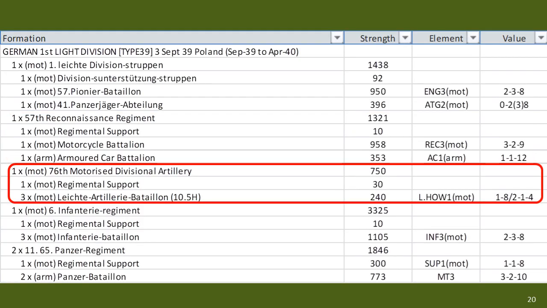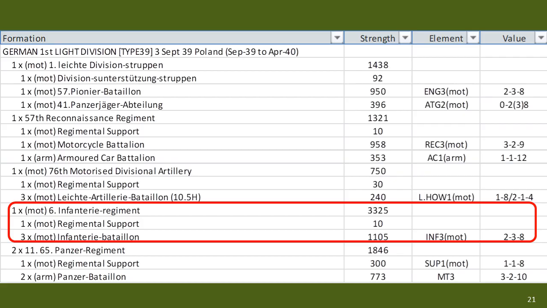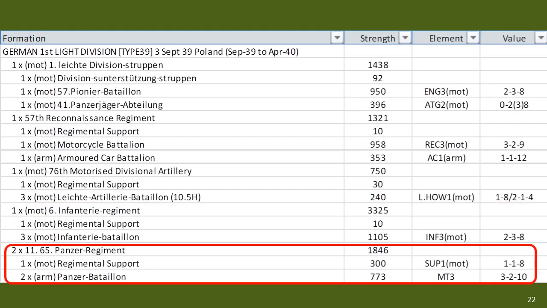The artillery regiment only consisted of 3 light howitzer battalions. There were no medium artillery or medium howitzer battalions in this division. The motorised infantry regiment was similar to the Panzer division and consisted of 3 motorised infantry battalions. Finally, in this case, the 2 Panzer regiments only consisted of 2 Panzer battalions each.